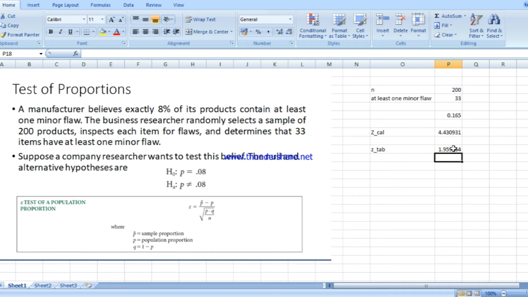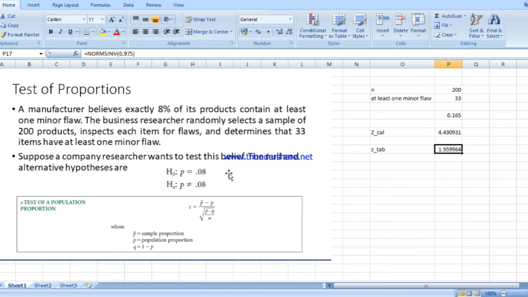So our z calculated is coming out to be greater than z tabulated, and hence we say that our null hypothesis is rejected. As per this case, our sample evidence does not give enough information to support H0, or the belief of the manufacturer is not upheld as per the given sample information. With this example, let's proceed to the formal process of hypothesis testing.